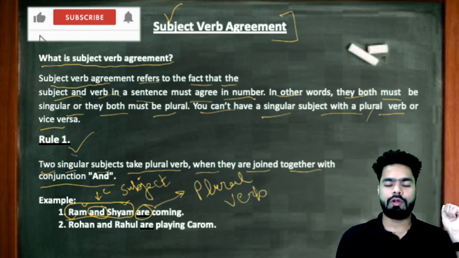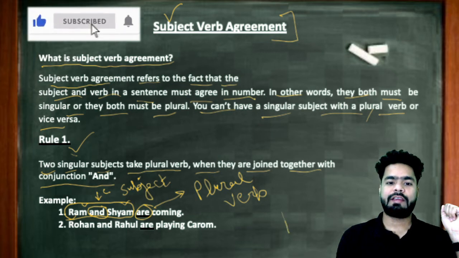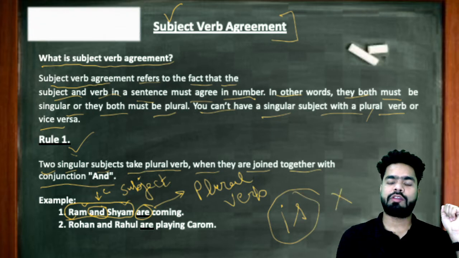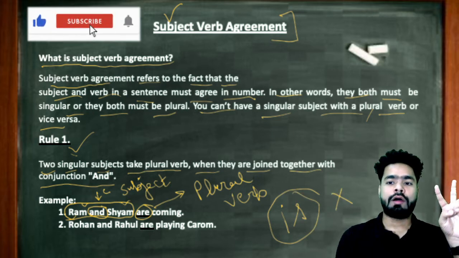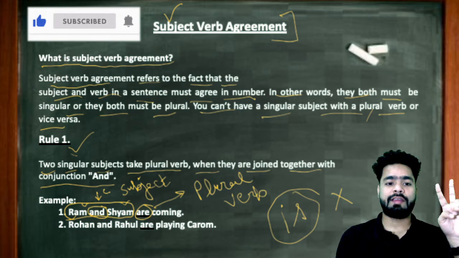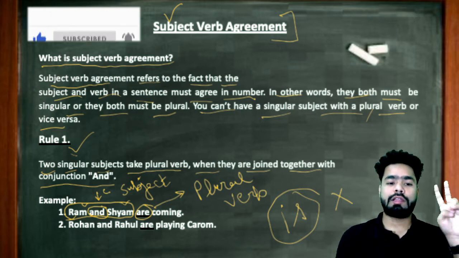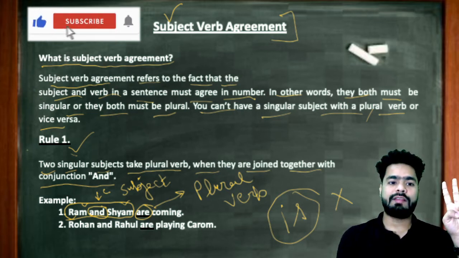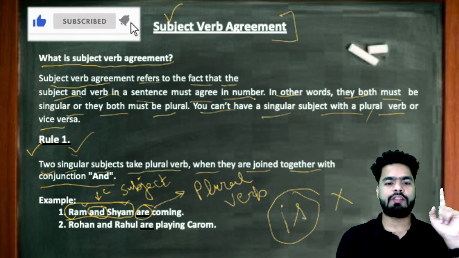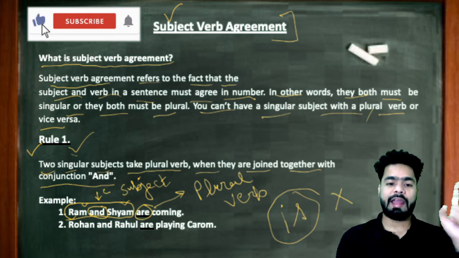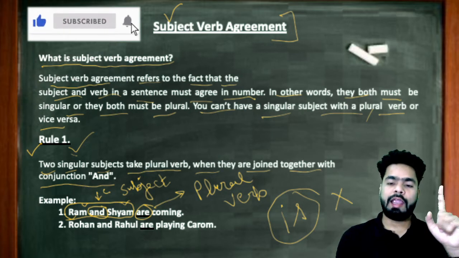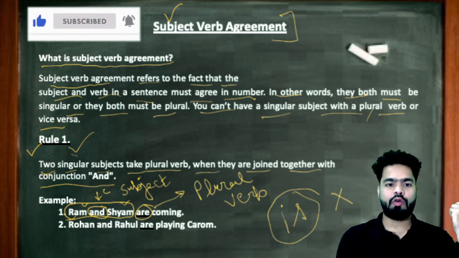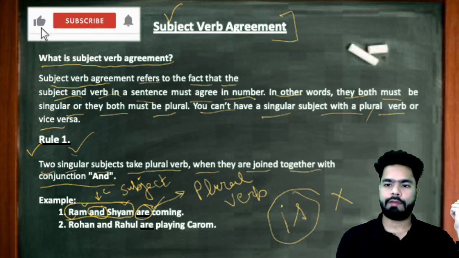Clear? Are is a plural verb, and what is the singular verb of are? It is, but we cannot use it. Why? We have two subjects here that are joined together with the conjunction and. Rule number 1 says that if two singular subjects are joined together with the conjunction and, they become a plural subject, and hence they will take a plural verb, that is are. So we have used are over here. Is it clear? Okay. Next example.